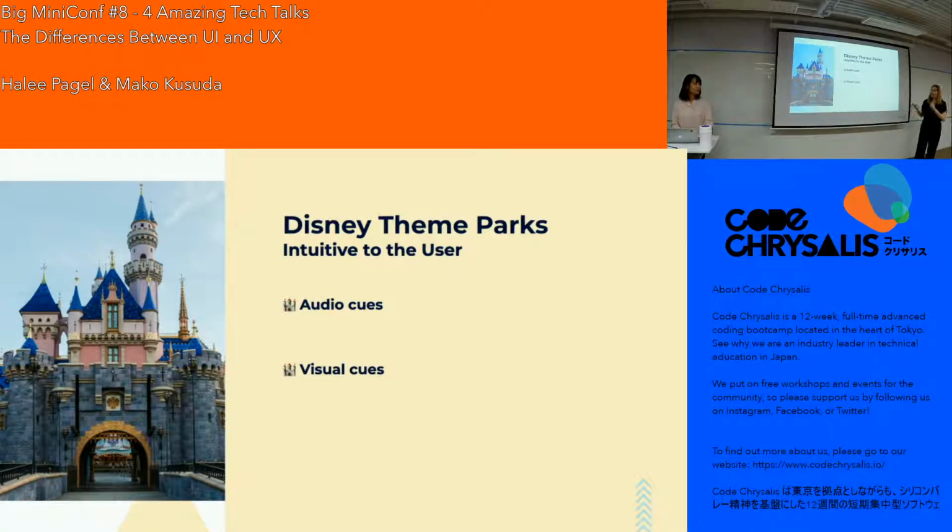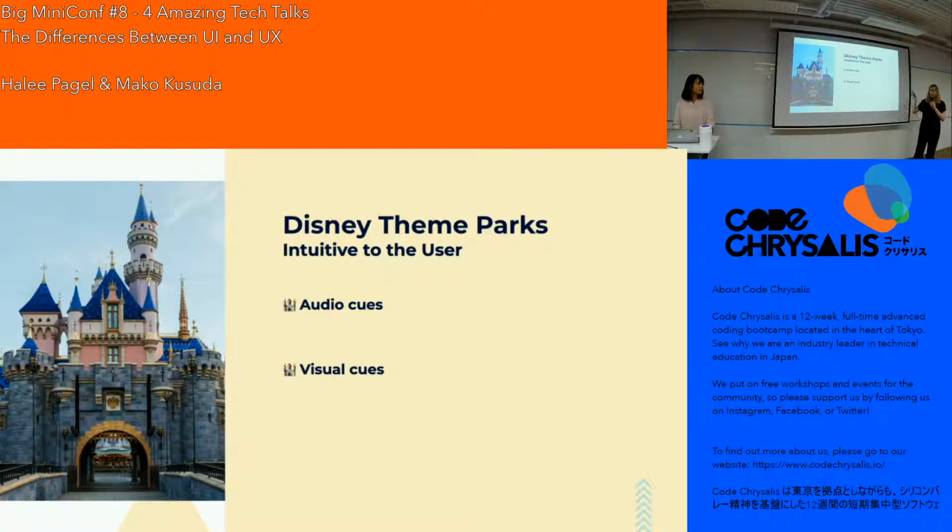Now, for visual cues, at the center of every Disney park, there is a really big fairy tale princess castle, which we can see in the image here. And that is going to help users look to the center of the park at that castle in the middle and figure out where they are. So it makes navigating the park intuitive.